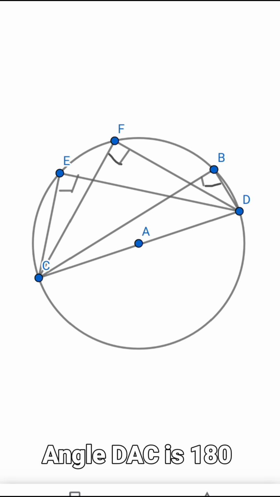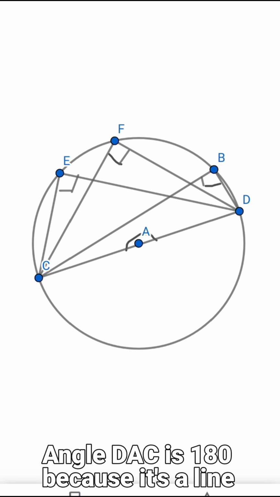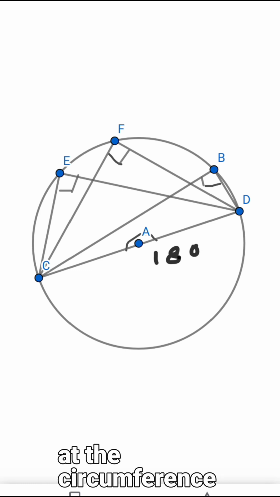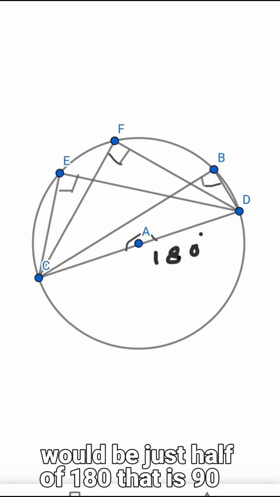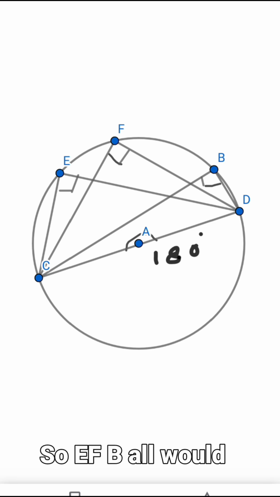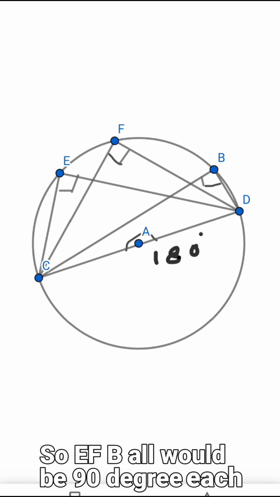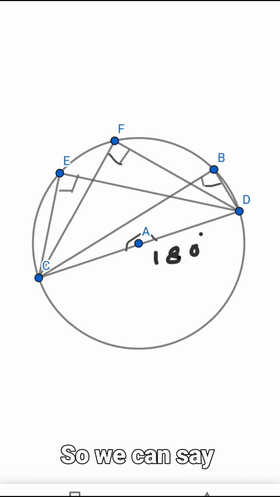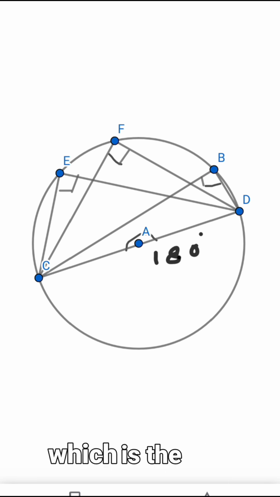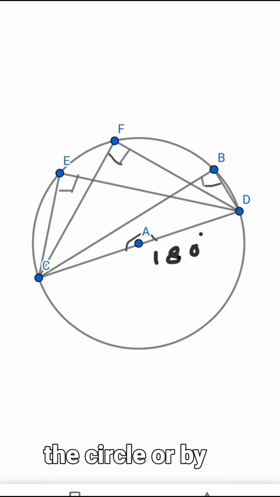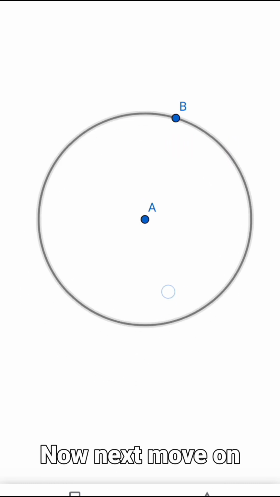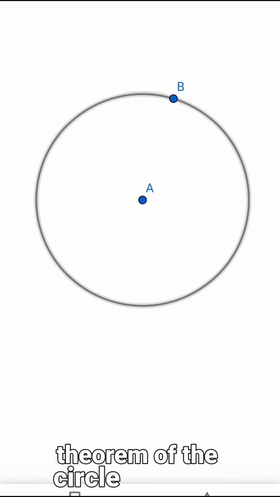Angle DAC is 180 because it's a line. So angle subtended by DC at the circumference would be just half of 180, that is 90 degrees. So E, F and B all would be 90 degrees each. So we can say that we have subtended angles through the diameter, which is the largest chord of the circle, or by the semicircle DC.